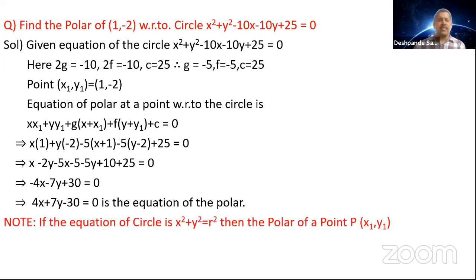Now, when you take the equation of the circle as simply x square plus y square is equal to r square, you have the center as (0, 0) and the radius is r. So you can put the value of g as 0 and f as 0. The equation of the polar would be xx1 plus yy1, no g because g is 0, no f because f is 0, and c value is minus r square. Simply xx1 plus yy1 minus r square is equal to 0.